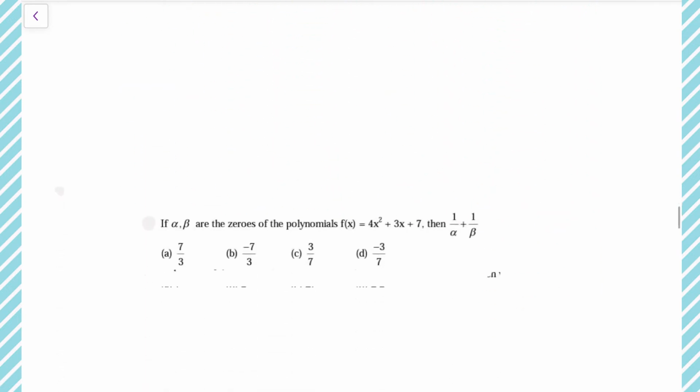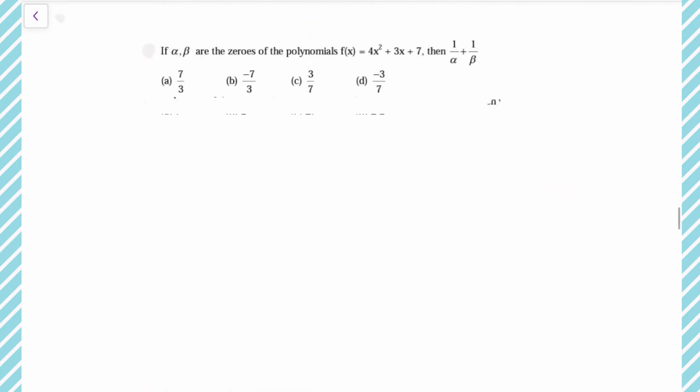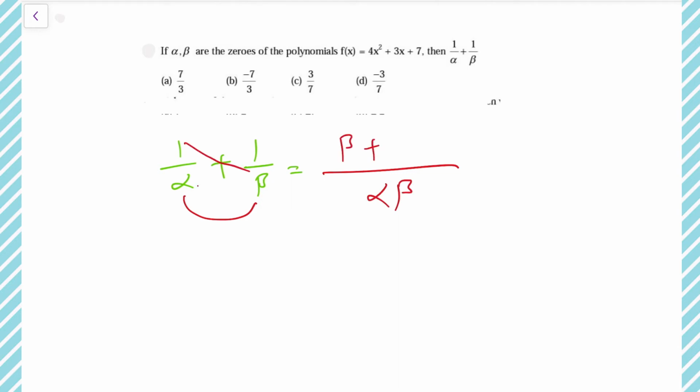Moving to the next question. If alpha, beta are the zeros of the polynomial 4x square plus 3x plus 7, then what is the value of 1 by alpha plus 1 by beta? If we observe this, 1 by alpha plus 1 by beta, both the denominators are different, so I will go with the cross multiplication. Simply multiply the denominators, alpha into beta, alpha beta, cross multiply 1 into beta, beta, plus alpha into 1, alpha. Now if we observe the numerator, beta plus alpha can also be written as alpha plus beta.